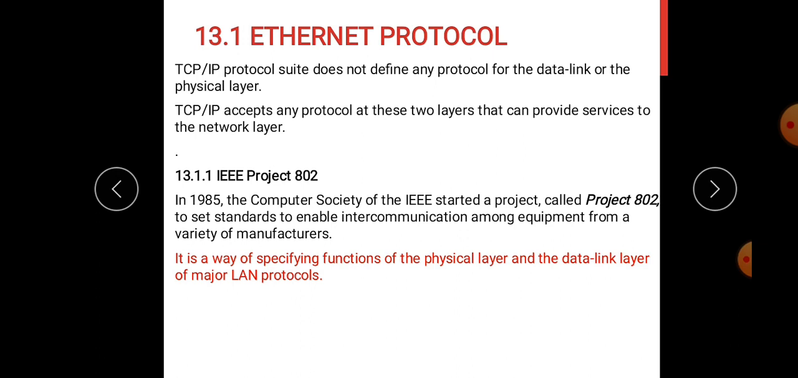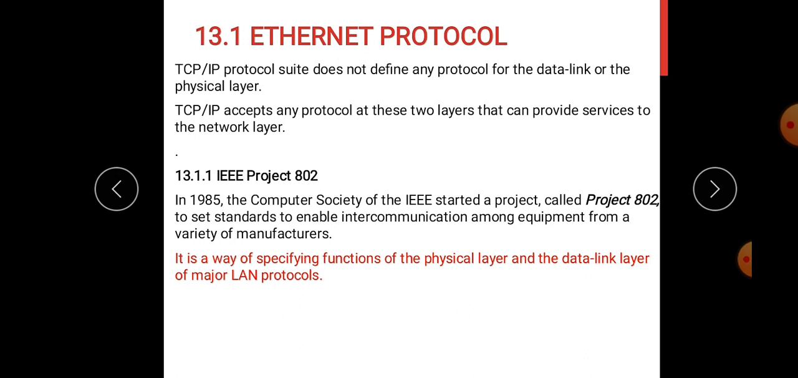LANs used a media access method to solve the problem of sharing the medium. Ethernet uses the CSMA/CD approach, that is, carrier sense multiple access with collision detection. Every LAN except Ethernet has disappeared from the marketplace because Ethernet was able to upgrade itself to meet the needs of the time. So first we will discuss IEEE Project 802.